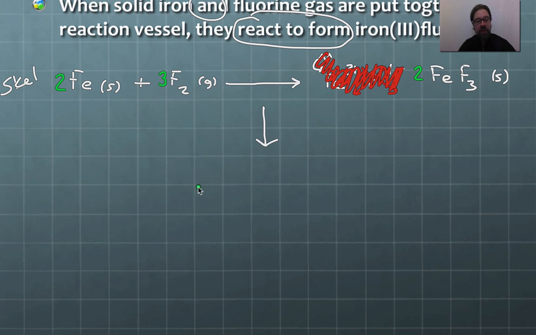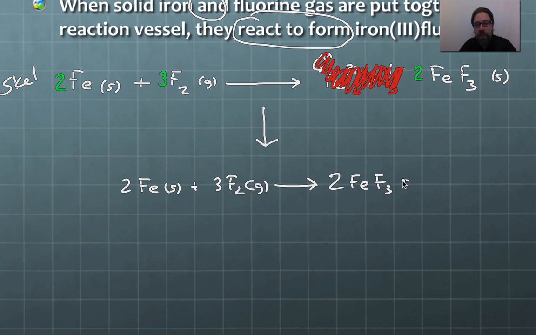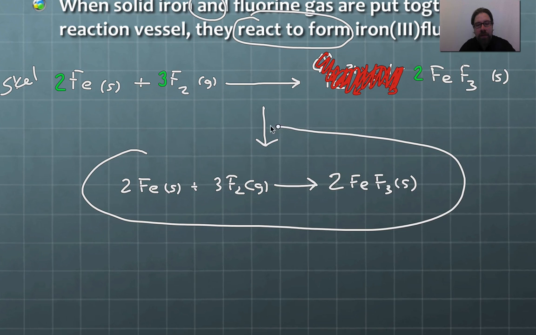So what we do now is we finalize. Instead of leaving a whole bunch of scribble there, we write our final balanced equation. 2Fe with a lowercase s plus 3F2 with a lowercase g. Then we have our yield arrow, and we have 2FeF3, and that's a solid. So this would be our chemical equation, which is properly balanced.